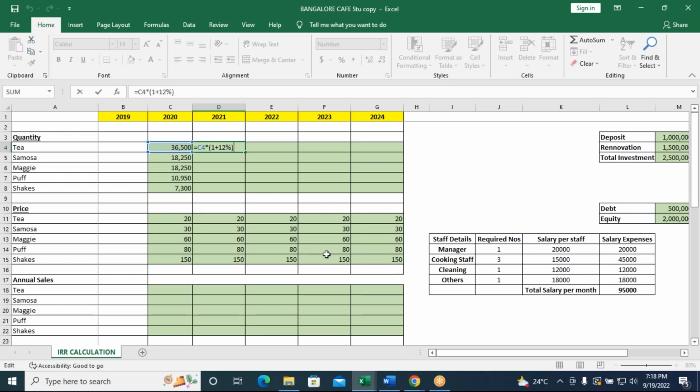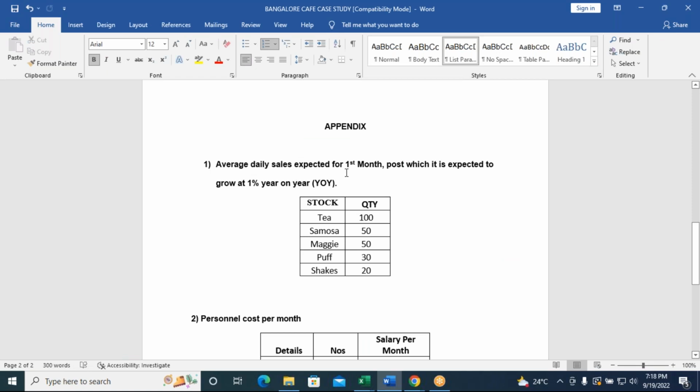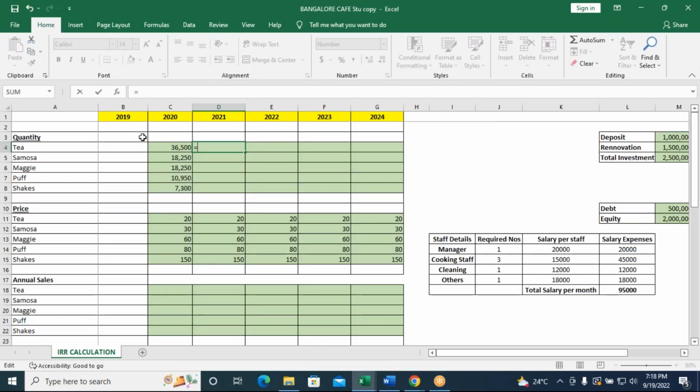Ma'am, why did we do 1 plus 12%? See here, they are telling that average daily sales for 1 month, the percentage of sales will be 1%. So if 1 month is 1%, then for 12 months it is 12%. Here I am telling that it is equal to the growth happening on the previous year. So I'll select the previous year into, open the bracket, 1 plus 12%. That is for overall. 1 month 1% means 12 months 12%. Close the bracket. Enter.